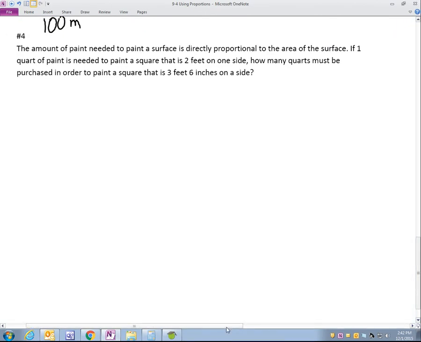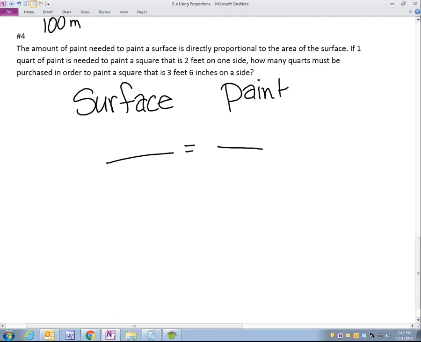The amount of paint needed to paint a surface is directly proportional to the area of that surface. If 1 quart of paint is needed to paint a square that is 2 feet on one side, how many quarts must be purchased in order to paint a square that is 3 feet and 6 inches? I'm going to have you do that one as I'm passing out the homework. See how you do with it.